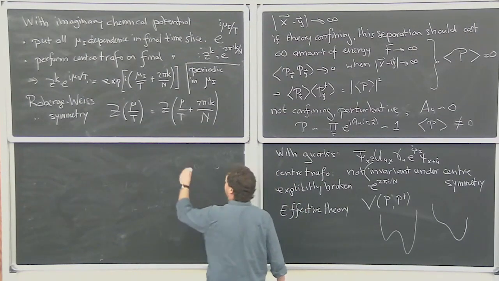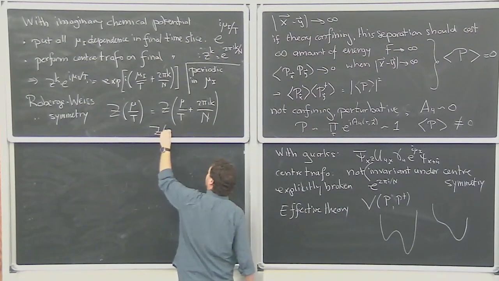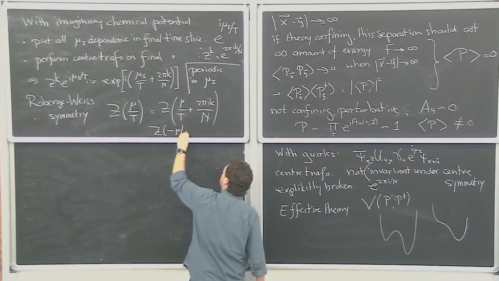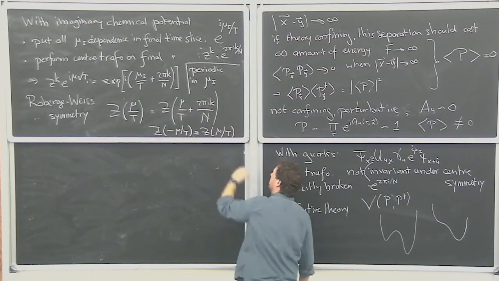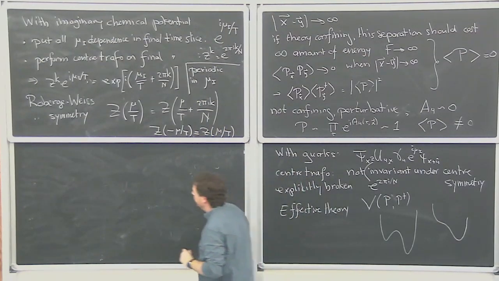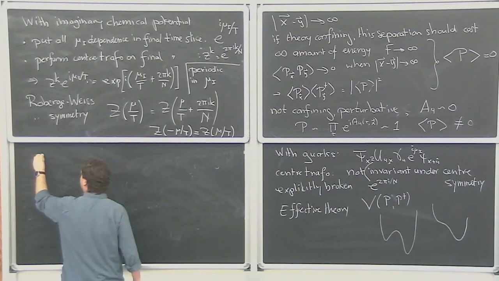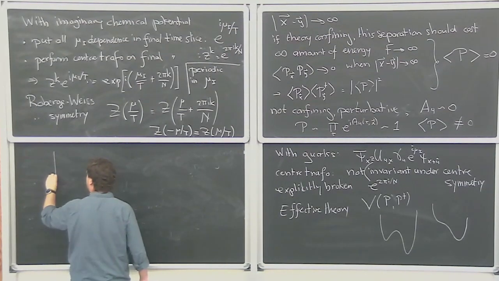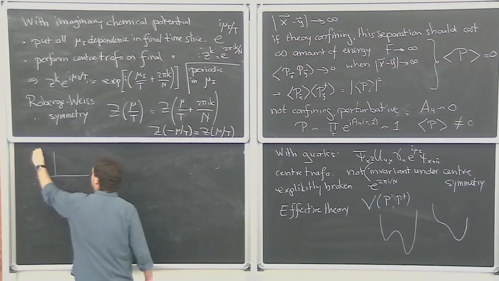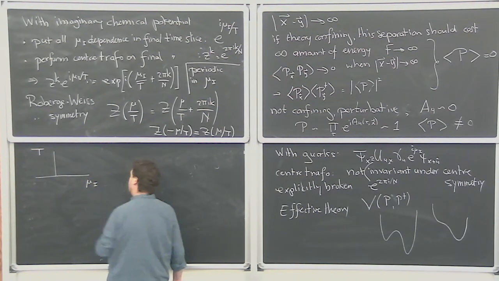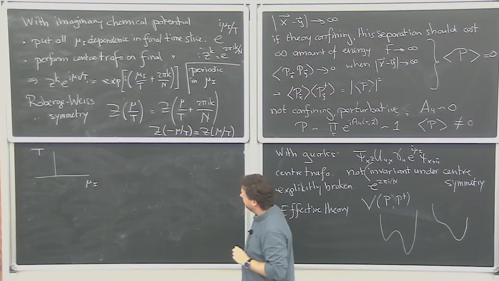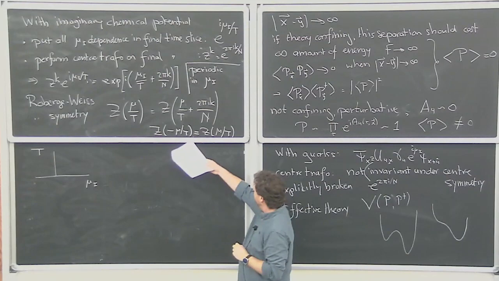In addition, we still have reflection symmetry. So Z of minus mu over t is Z of mu over t. So it's still even. And so if I now look at the phase structure in the imaginary chemical potential dependence, it's even.